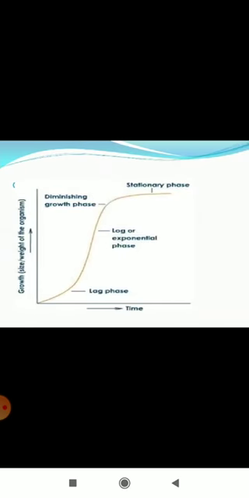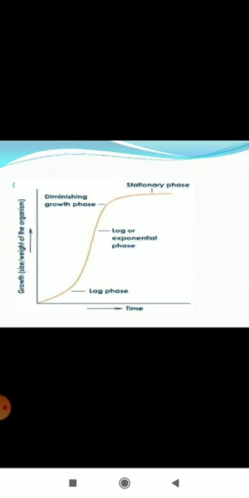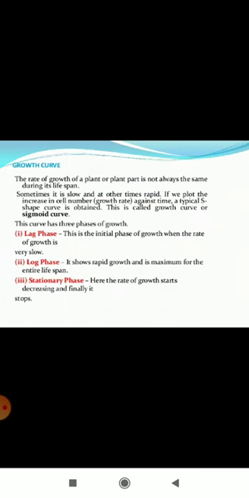So you'll see here, this is the growth curve, a typical sigmoidal growth curve. The curve is S-shaped, that is why it is known as sigmoidal. The first phase of the sigmoidal curve is known as lag phase. In lag phase, the rate of growth is slow. This is the initial phase of growth when the rate of growth is very slow. Log phase is also known as exponential phase. The rate of growth is very fast, that's why it is known as exponential. So in log phase, it shows rapid growth and is maximum for the entire lifespan.